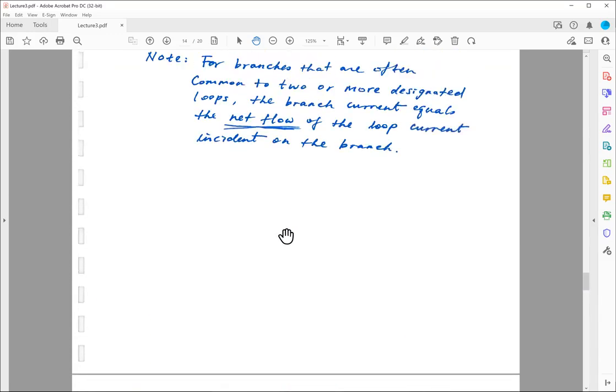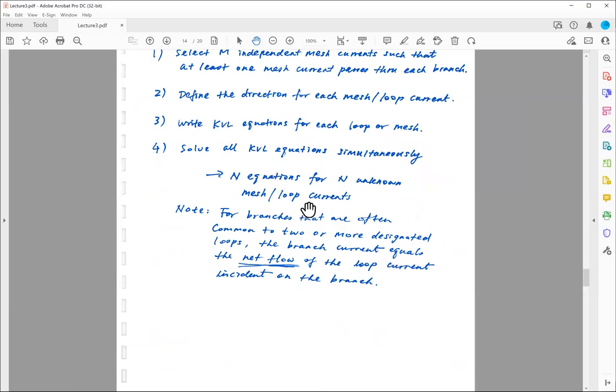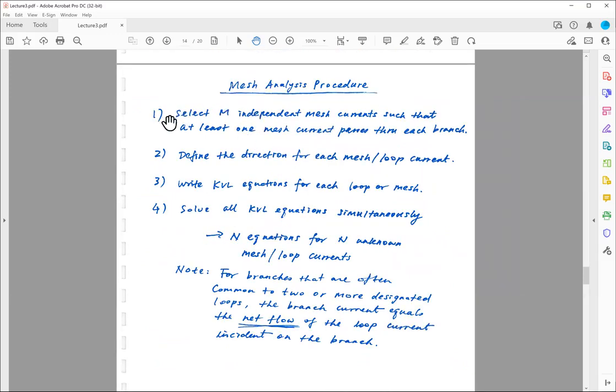So now if you go back to these steps, we select n independent mesh currents, and we define the direction of each mesh. We assume that the direction is flowing clockwise, and we just started writing our first KVL equation for our first loop. Now, if you notice again, over here I talk about the net flow of the loop current.